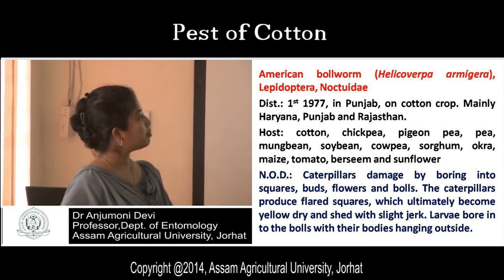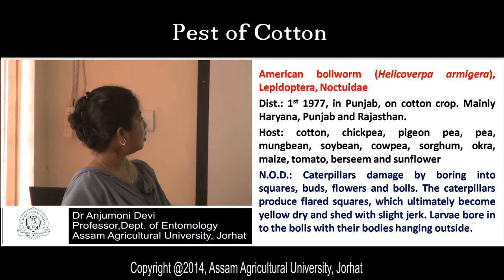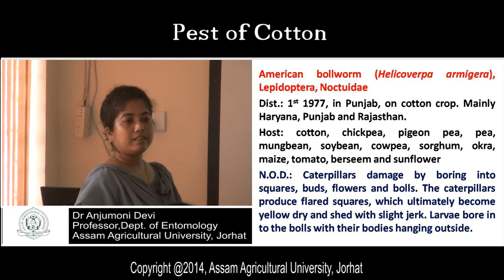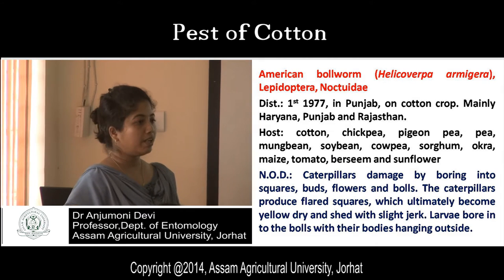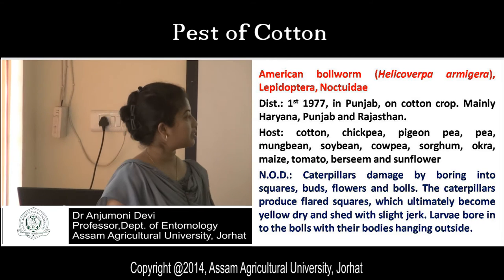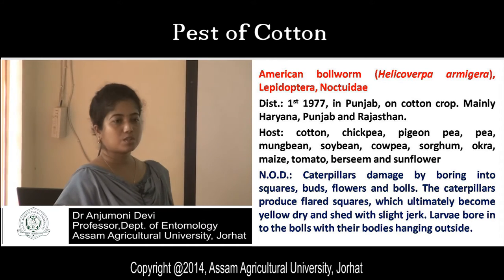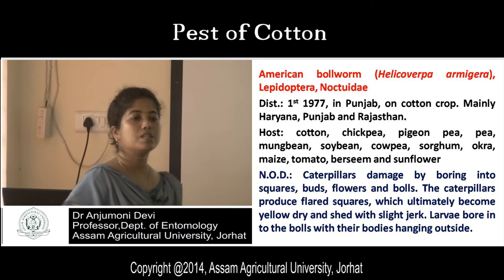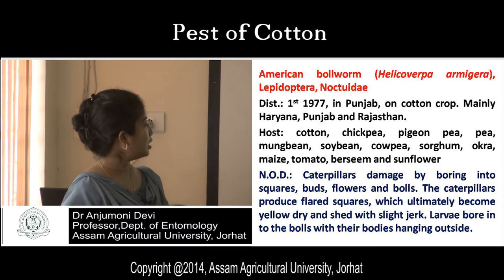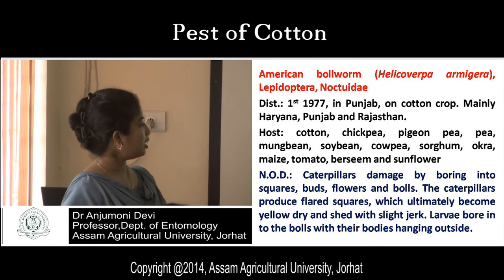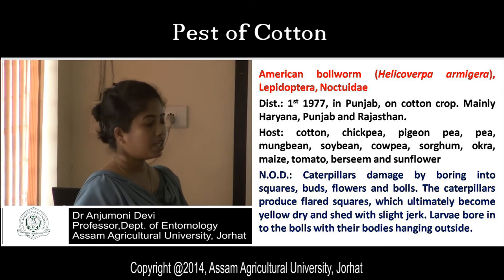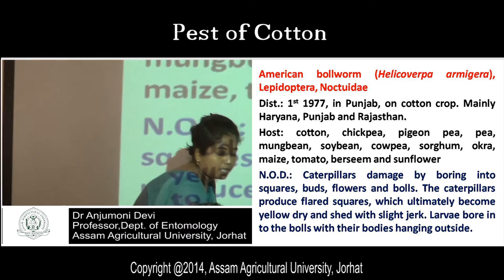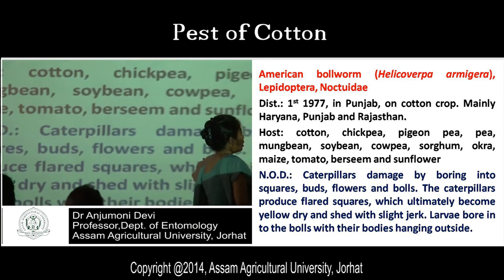The hosts are cotton, chickpea, pigeon pea, mung bean, soybean, cowpea, sorghum, okra, maize, tomato, berseem, and sunflower. That means the pest feeds on all different varieties of crops. So it is a polyphagous one. The nature of damage: caterpillars damage by boring into the squares, buds, flowers and balls. Means the caterpillar bores all the parts of the cotton plant. The caterpillars produce flared squares, which ultimately become yellow, dry, and shed with a slight jerk. Larvae bore into the balls with their bodies hanging outside. This one is the important symptom of damage of this pest.